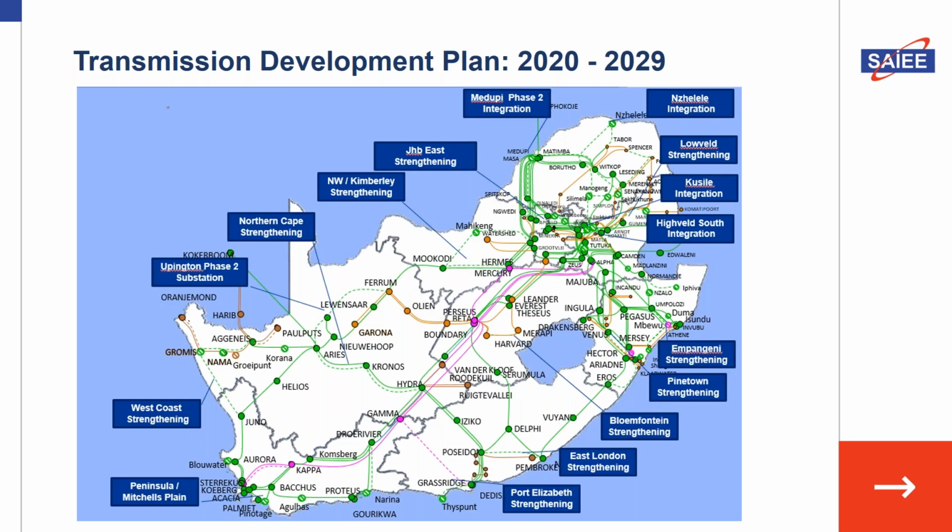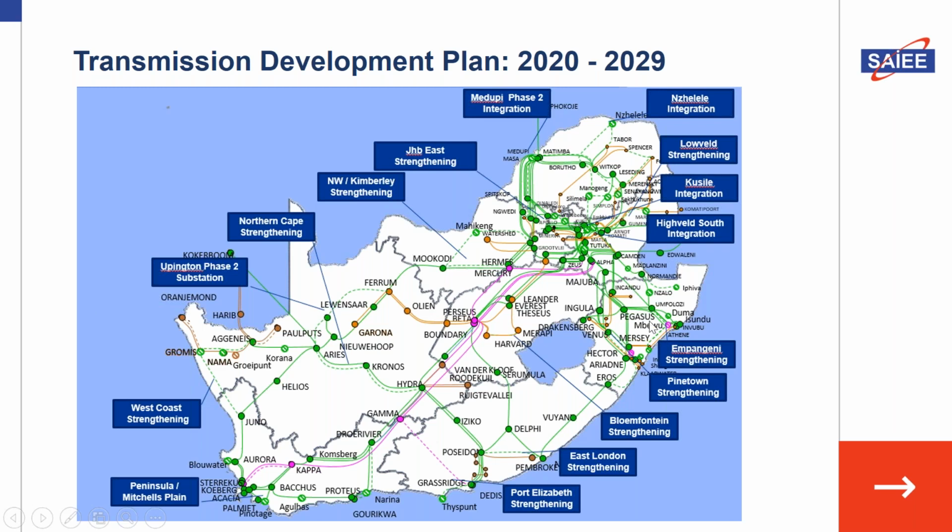So over the next 10 years, as you can see from the picture presented, a substantial amount of infrastructure investment is required across the country to meet the anticipated demand growth, as well as the generation connections. Just as an example, on the northern parts of the country, you will notice that there's the Medupi integration coming in, and then we've also got the Kusile integration. That's the Eskom fleet of generators that needs to be integrated.